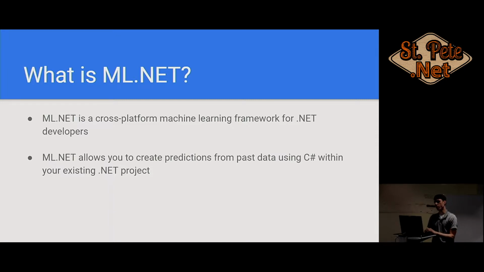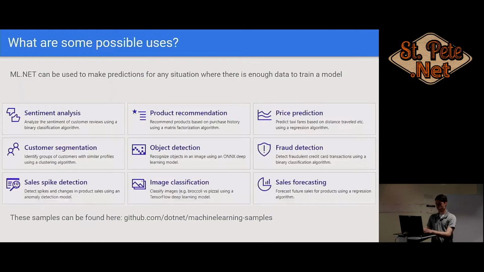So, what is ML.NET? ML.NET is a cross-platform machine learning framework for .NET developers. It allows you to create predictions from past data that you've collected using C# within your existing .NET project, so that we don't need to learn Python for TensorFlow or any of the other languages for machine learning.